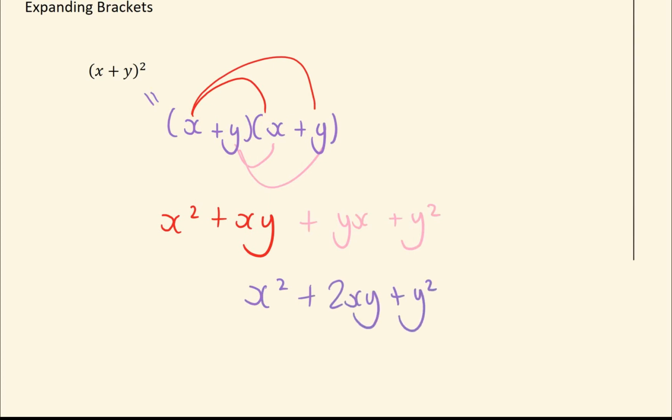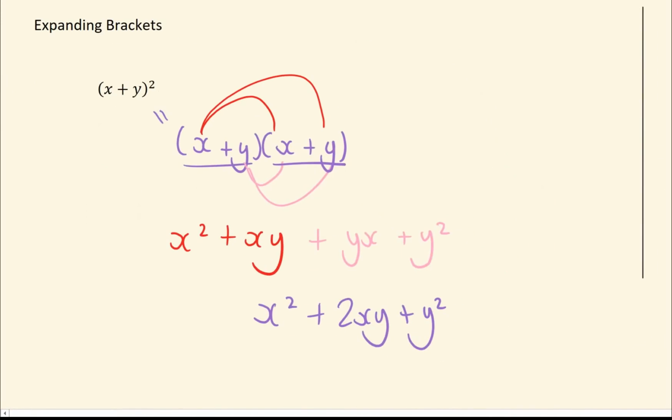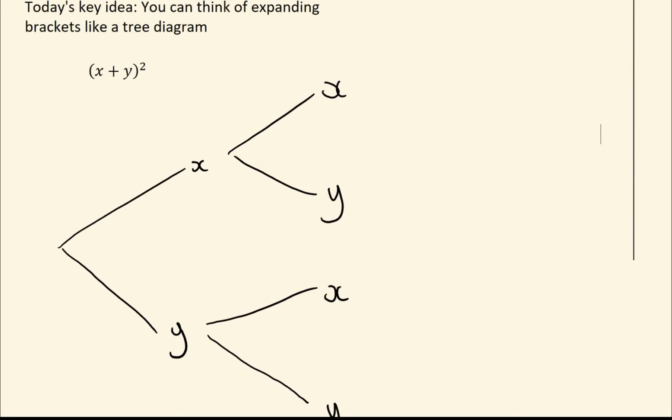So the key idea, however you do it, is you always end up multiplying every term in this bracket by every term in this bracket. I'm going to show you a different way to visualize that, and from there we're going to look at the binomial expansion, which makes the whole thing a lot faster. So I could visualize that in terms of branches of a tree diagram.